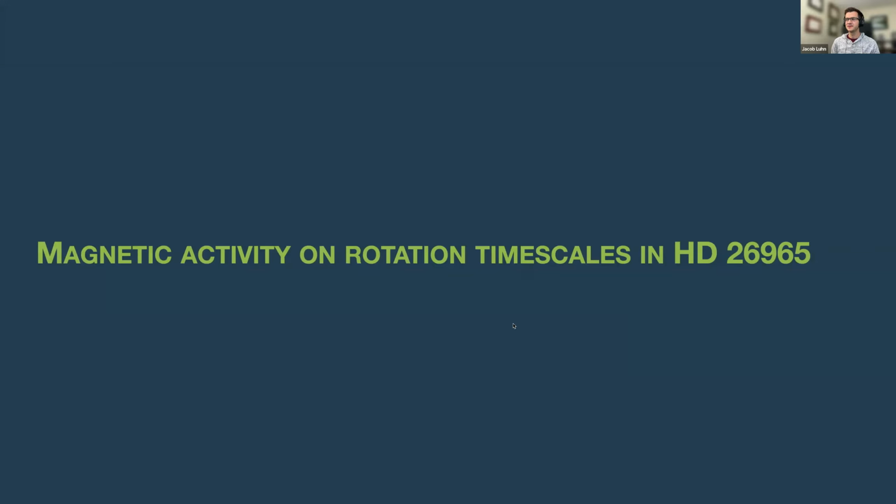And so here now we're looking at this K-dwarf 26965. And this is a very bright target that has had a claimed planet that has now been fairly substantially shown to be likely due to magnetic activity. And so this is a really interesting target instead for its magnetic activity effects on the RV time series. And this is a target that's part of the NEID GTO target list.